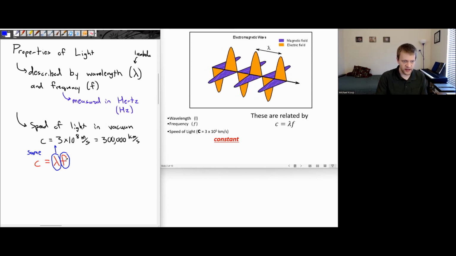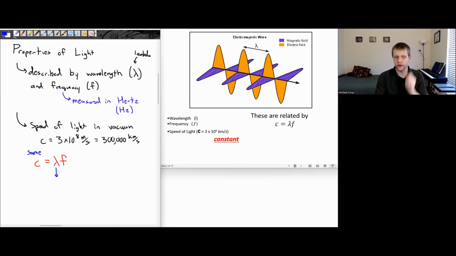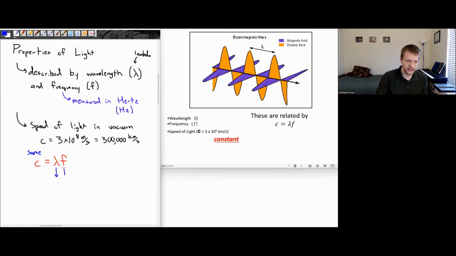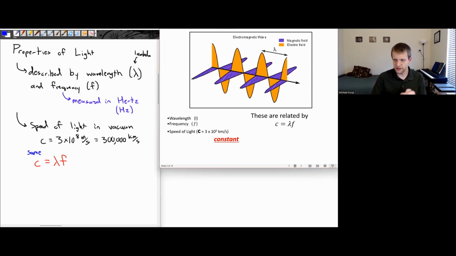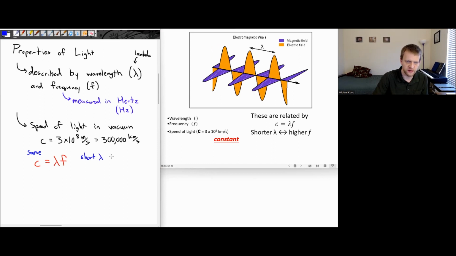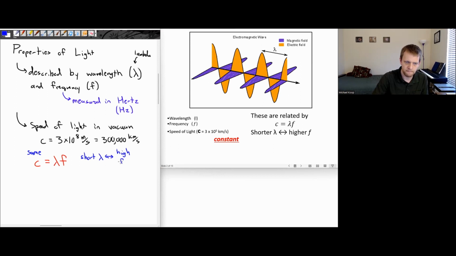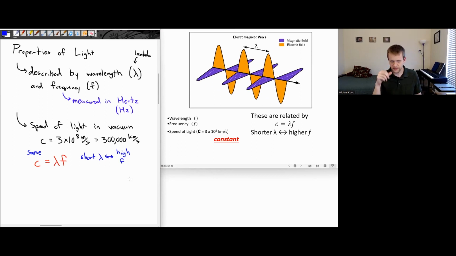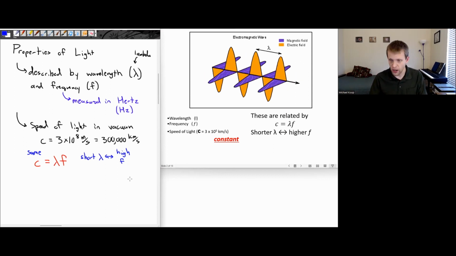On the other hand, if I had a very, very small wavelength, a very short wavelength wave, that would imply that it has to have a very, very high frequency. So from this equation, we can say short wavelength implies high frequency. And vice versa. If it's a higher frequency, then we know it's going to be a shorter wavelength. So this is one of the general properties of light.